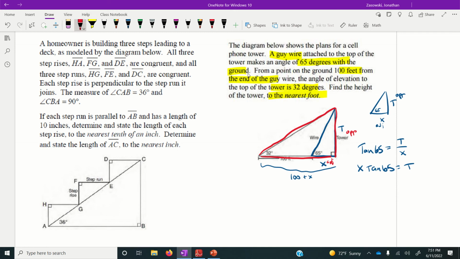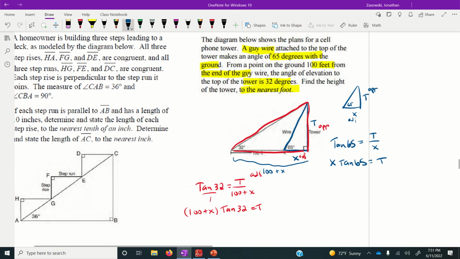Likewise, when we look at the other triangle, the big triangle, we're still going to be using opposite and adjacent here, but we're using the 32 degree angle. So the tangent of 32 is equal to the opposite, which is t, and this time it's over 100 plus x. So if we cross multiply again, we're going to get 100 plus x times the tangent of 32 is equal to t. And since these equations are both equal to t, we can set these two things equal to each other. I will show you a different way to do this in a second, but right now, this is the way that you would do it using Sohcahtoa.